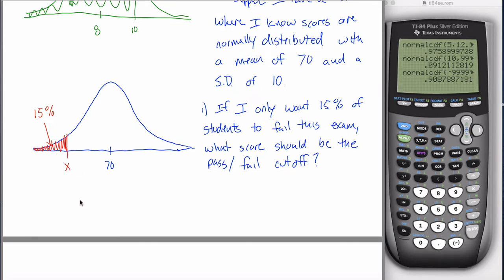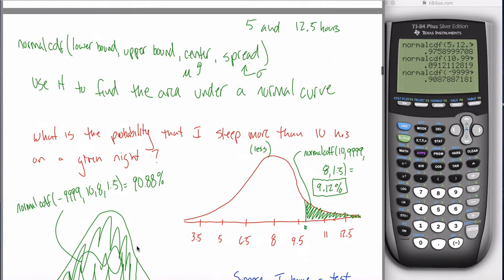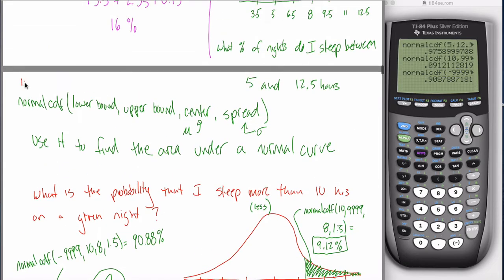It would be nice if there was a calculator function built to answer exactly this type of question. And guess what? There is. There's a calculator function that tells you the number down here that corresponds with a given area below that number. It's called the inverse norm calculator function. The inverse norm calculator function, unlike the normal CDF calculator function, only takes on 3 inputs. So I already saw normal CDF in a previous video. Maybe I'll write inverse norm right next to it here.